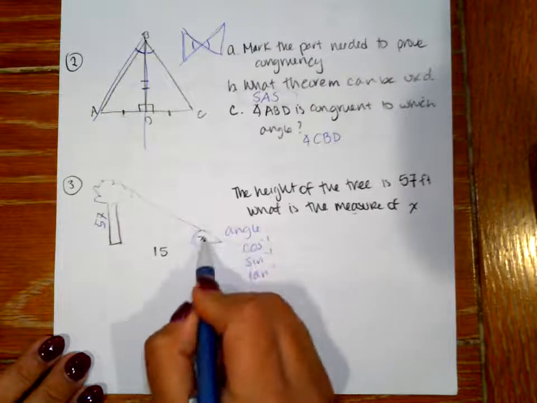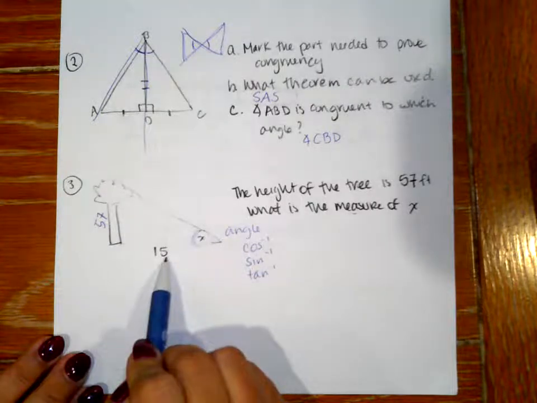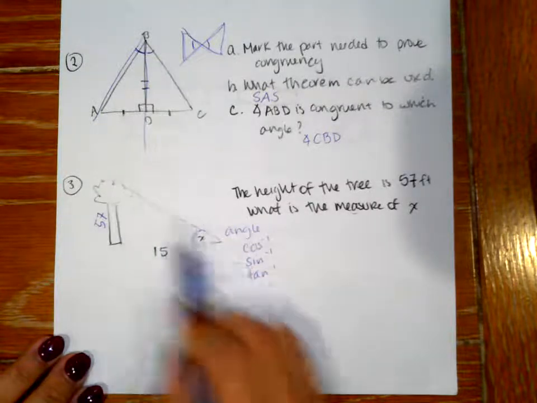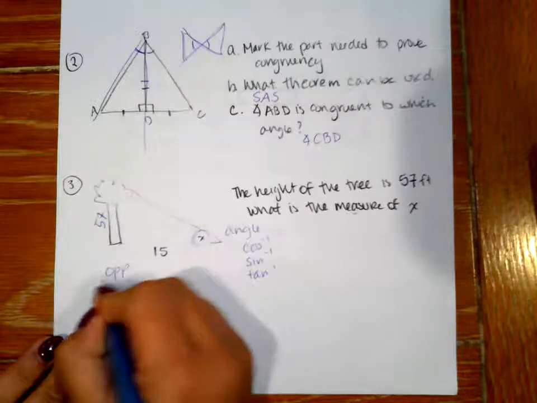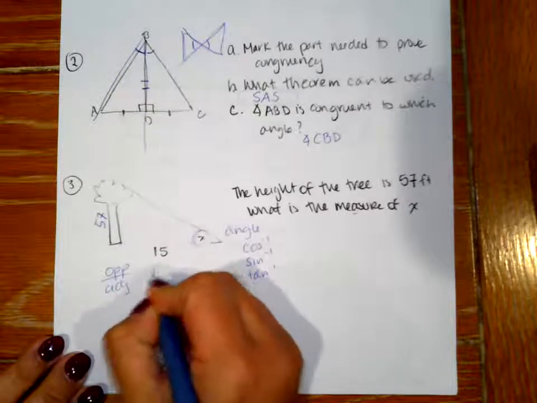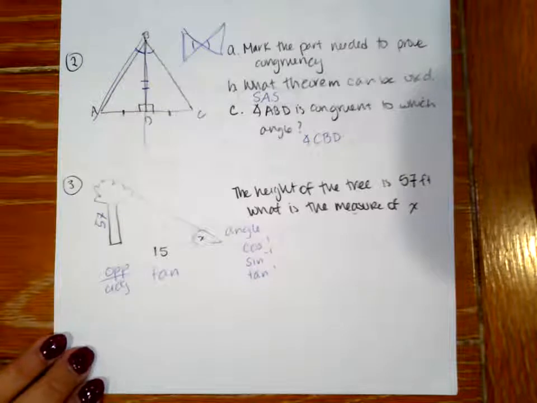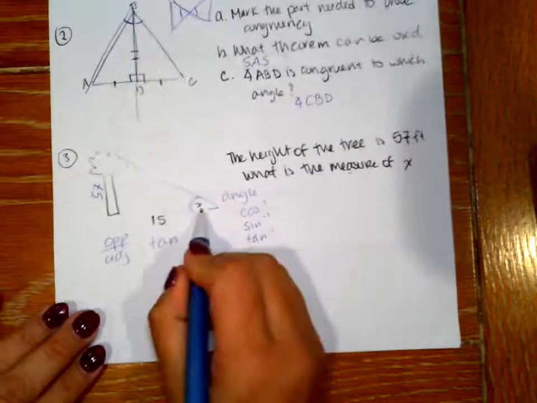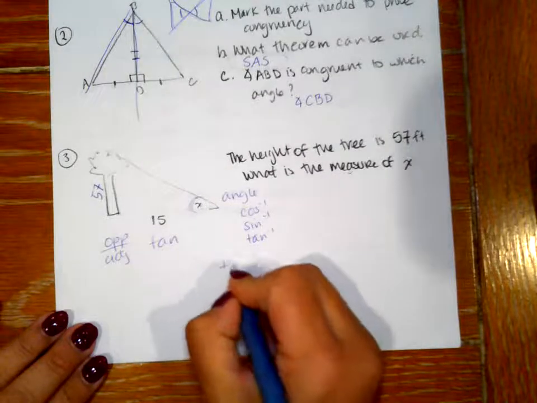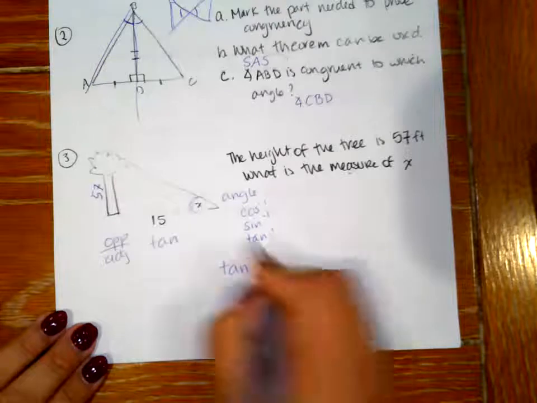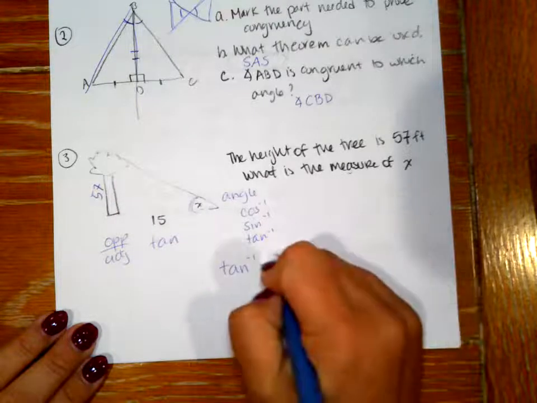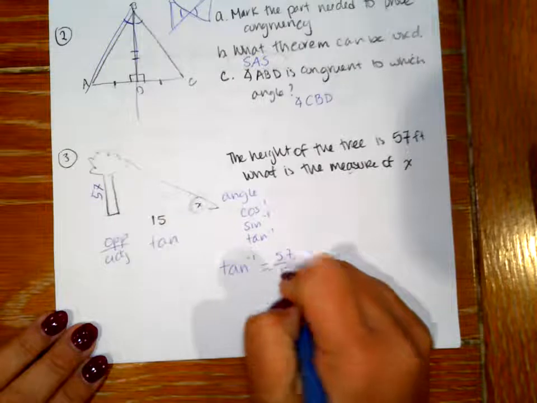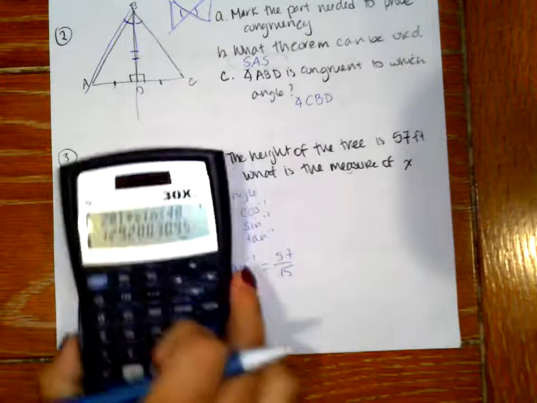And if I'm here, I have opposite over adjacent. I'm not given the hypotenuse in any way. I have opposite over adjacent, which is tangent. All right. So because I'm looking for an angle, I know it's going to be inverse tangent is equal to opposite over adjacent, 57 over 15. So here we go.